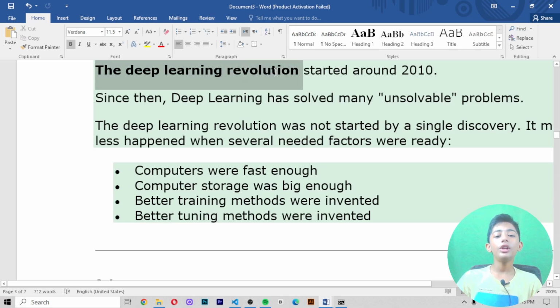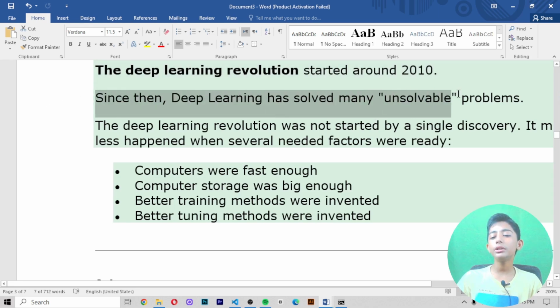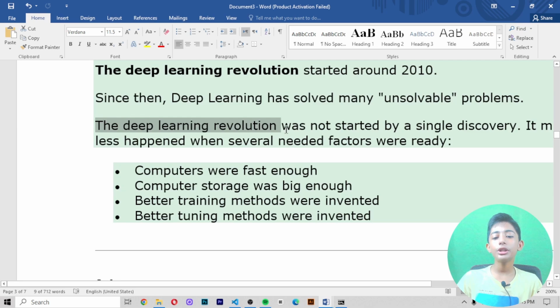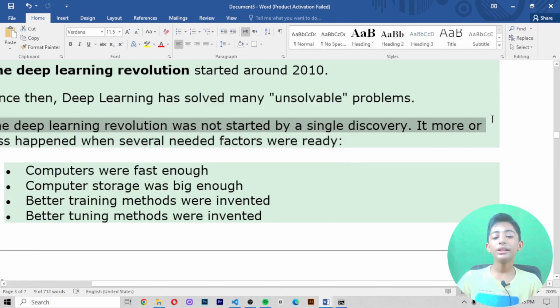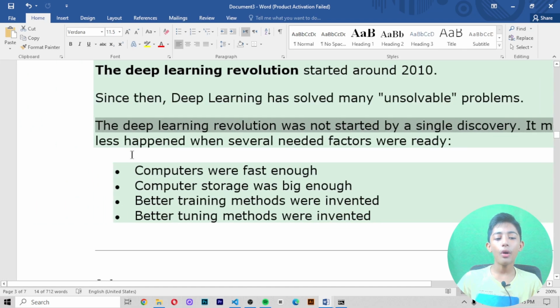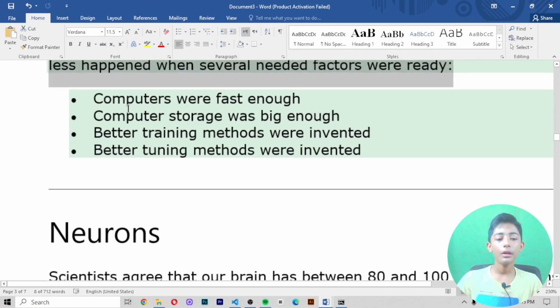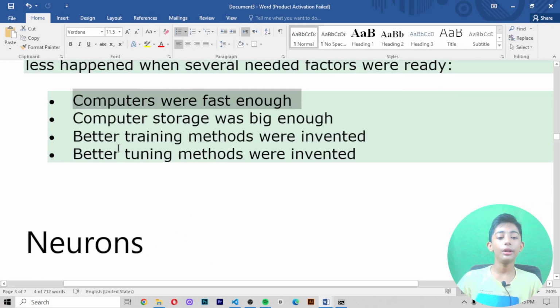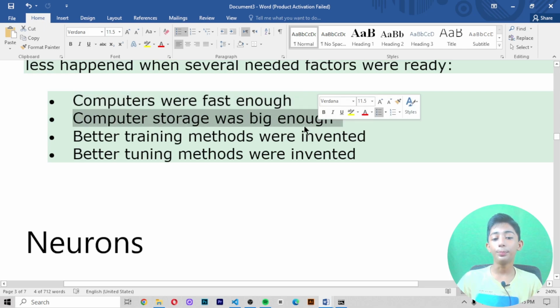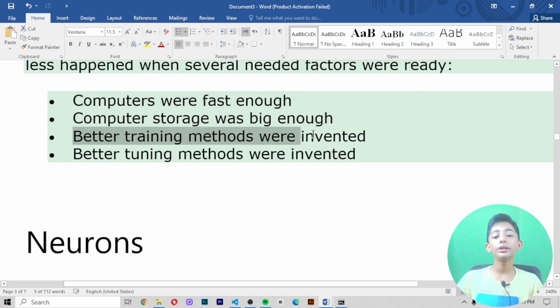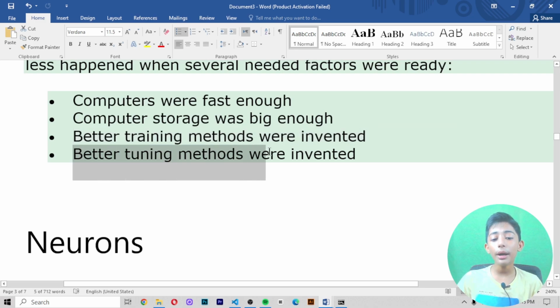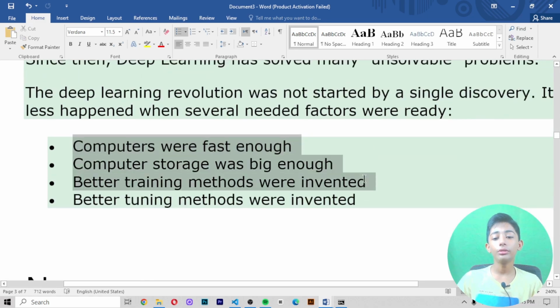The deep learning revolution started around 2010. Since then, deep learning has solved many unsolvable problems. The deep learning revolution was not started by a single discovery. It more or less happened when several factors were ready. Computers were fast enough. Computer storage was big enough. Better training methods were invented. Better tuning methods were invented. These four points you must know.